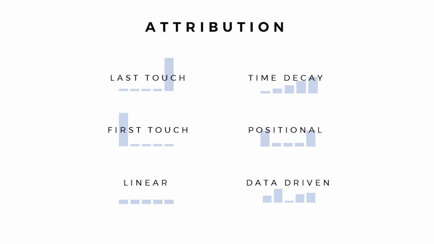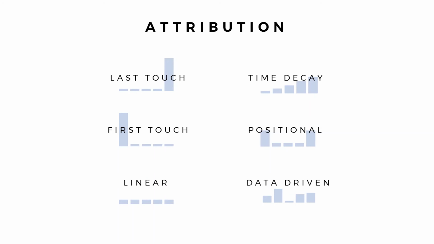First touch is, it's the first step of the journey they took. Everything else is irrelevant. I just want to look at how they got into the funnel and then put the entire weight there. Linear is, everything is equal. Wherever they went, that had an equal effect on their decision to convert or their decision to purchase. So I'm just going to assume that everything is equal. Probably not the best approach.